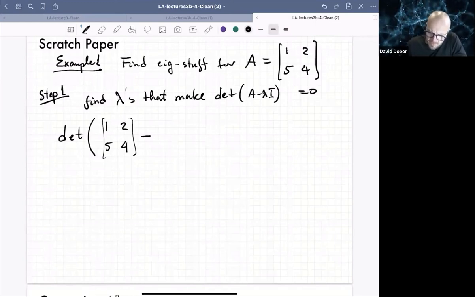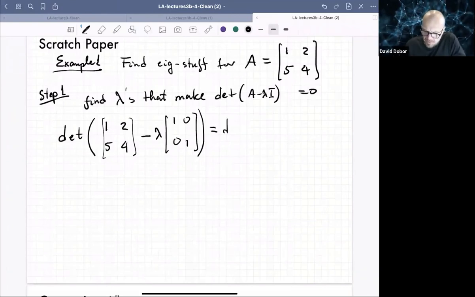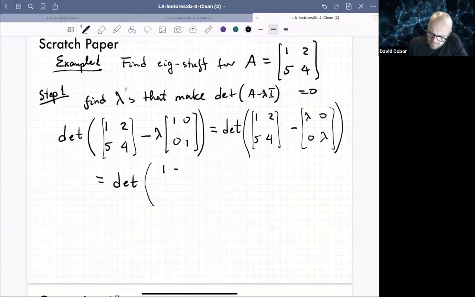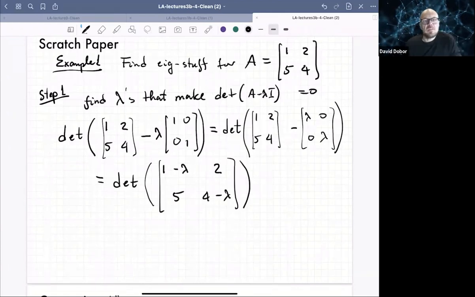Minus lambda I. I want the determinant of this matrix to be zero. So again, this is the determinant of 1, 2, 5, 4 minus lambda times the identity, and this is the same as the determinant of the matrix with lambda subtracted there. This stays here, this is a 5, this is 4 minus lambda. So now I have a single matrix whose determinant I want to compute and set to zero, to see for which lambdas it is zero.